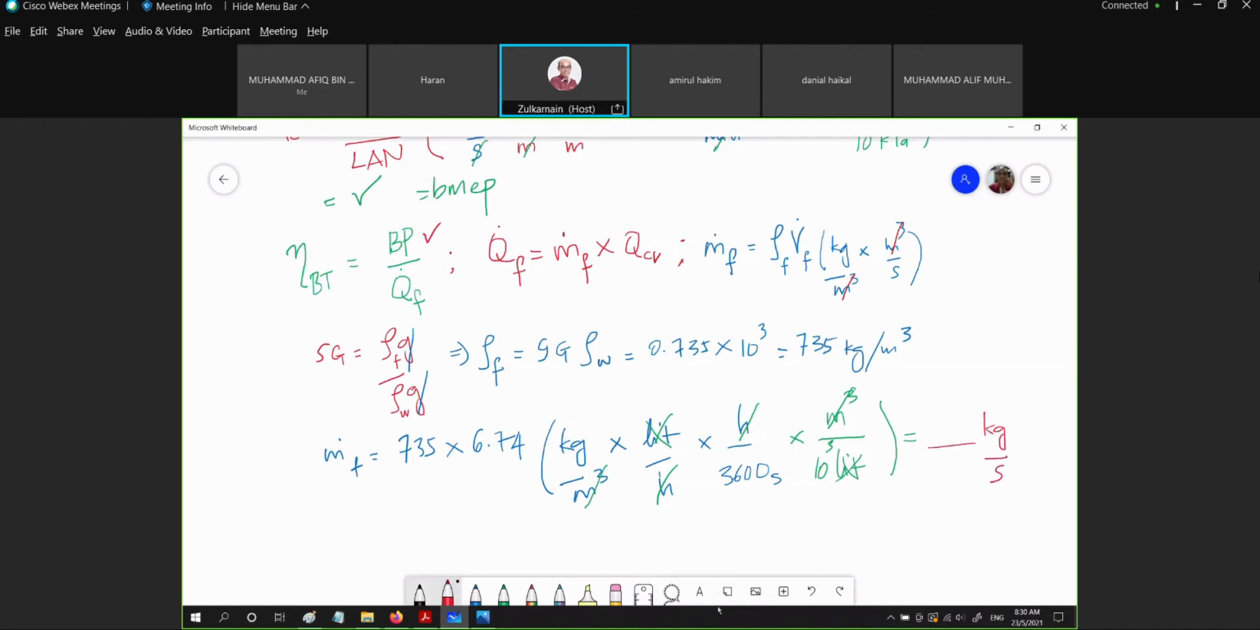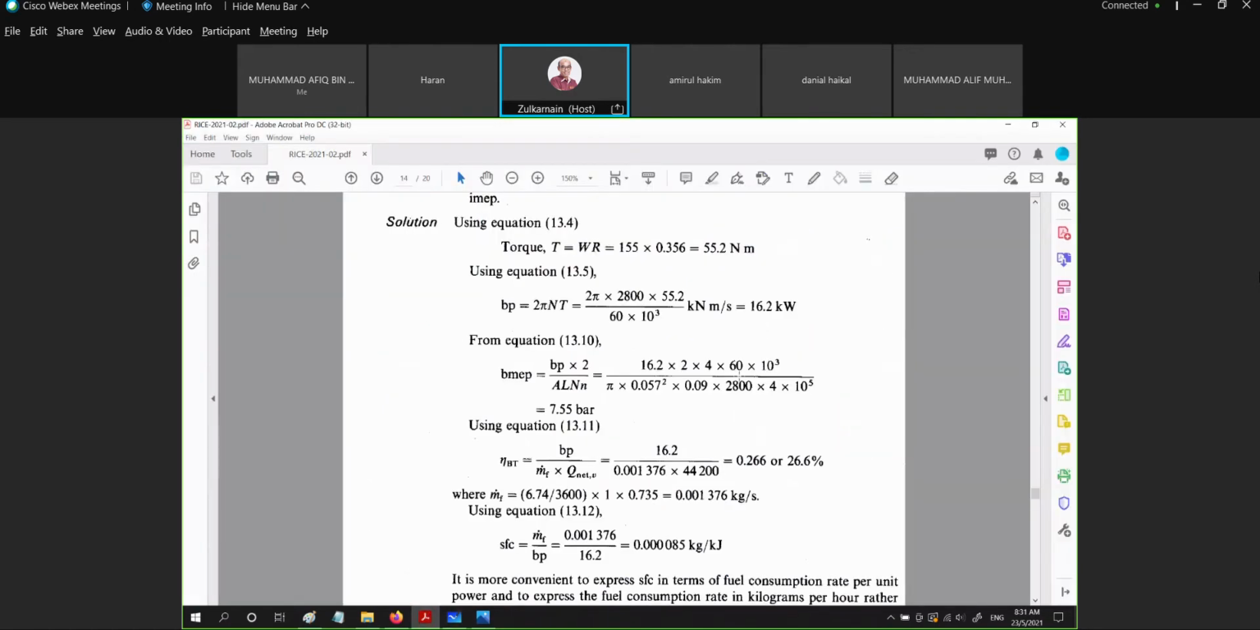So once we have solved our m dot F, then our Q dot F is solved. Then when Q dot F is solved, we solve our brake thermal efficiency as given in the text. Okay, so this is our brake thermal efficiency. We get approximately 26.6%. So what do you think of this value, guys, of the brake thermal efficiency? What is your opinion? Is it good or not good like this?